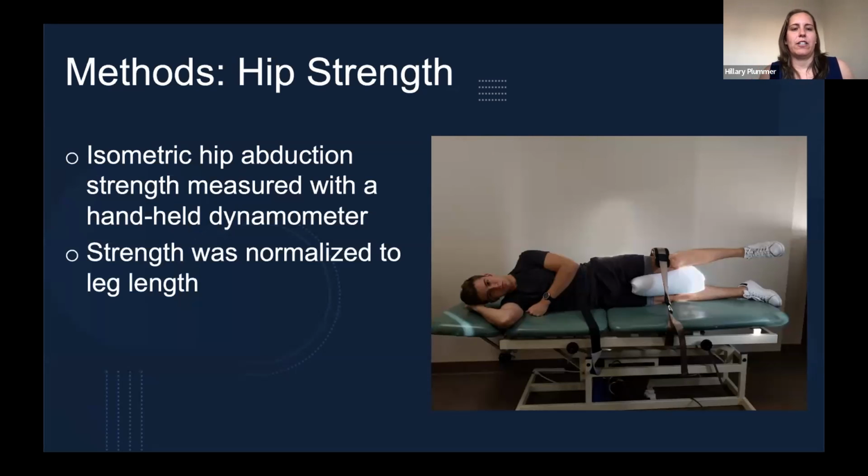And an isometric contraction basically means the muscle length is not changing. So we'll have them contract the muscle for about 5 seconds as hard as they can, and that muscle length is not changing. Whereas during most movements, you're going to have contractions where the muscle's lengthening or shortening. This time, we just looked at the isometric strength. And we did end up normalizing the strength to leg length to account for any differences between players.